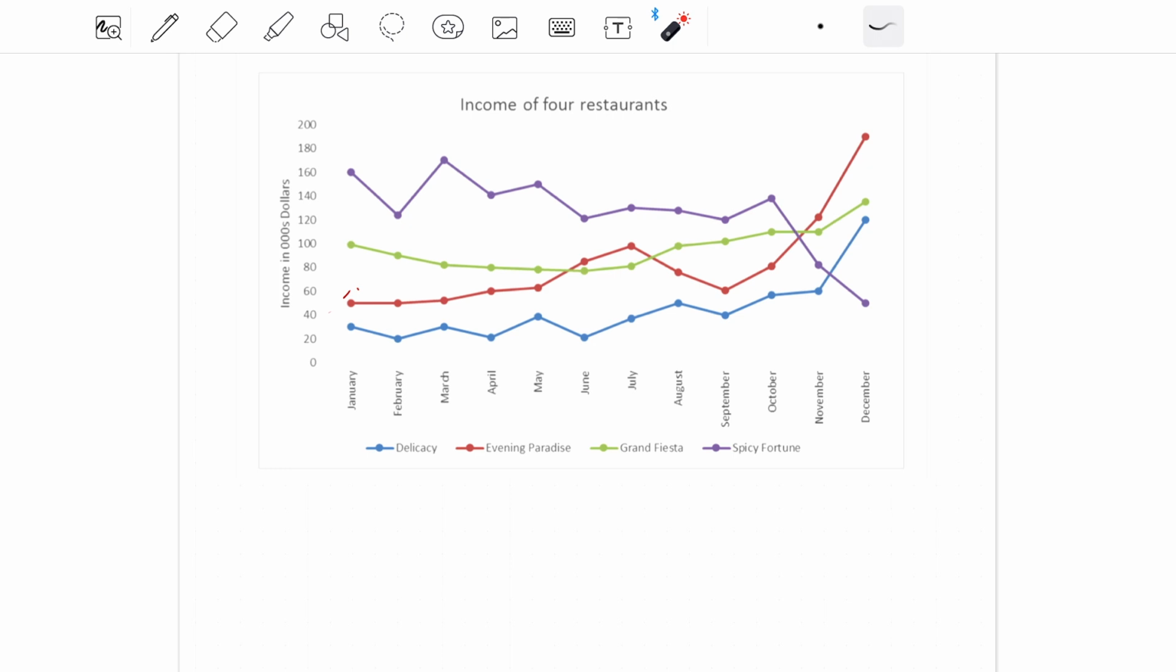So this would be one paragraph where you're explaining just Spicy Fortune, and then you can move on to another body paragraph where you're explaining these three, where you will say that, however, in terms of earnings of Evening Paradise and Delicacy, the earnings were quite low in the beginning of the year at $50,000 and $30,000 respectively, but then they started increasing, and from October onwards they skyrocketed or sharply inclined, and they reached these figures. And then you can move on to explain Grand Fiesta.